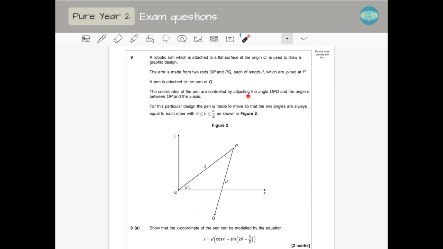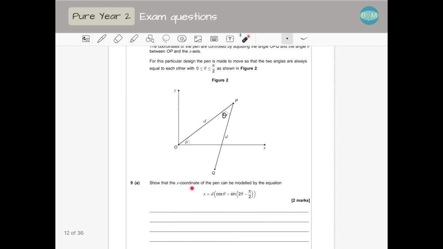The coordinates of the pen are controlled by adjusting the angle OPQ and the angle theta between OP and the x-axis. For this particular design, the pen is made to move so the two angles are always equal to each other. So this one and this one are always the same, and between 0 and 90 degrees, pi by half radians. So the x-coordinate of the pen can be modeled with this equation. That x-coordinate that I mentioned is this one here. So this is x.